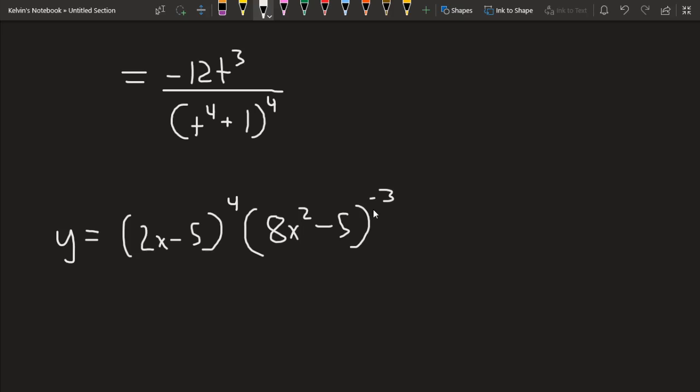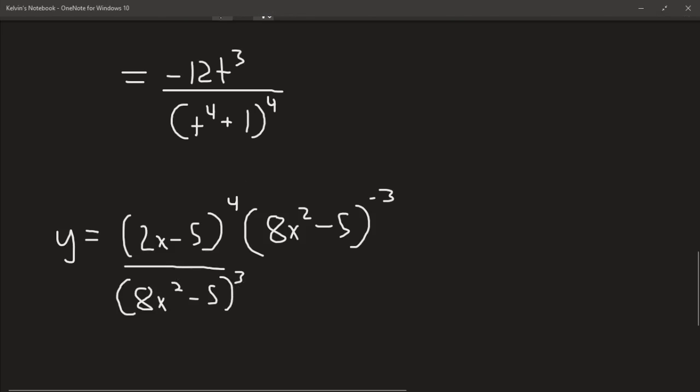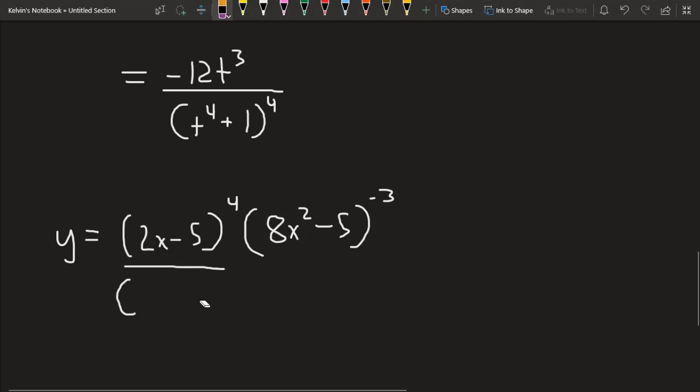So if you did this correctly, we could either use the quotient rule or the product rule to do this. In order to use the quotient rule, this is the same thing as having (8x squared minus 5) cubed in the denominator. But in this case, I think the product rule would probably be easier here because it would require a few less steps.